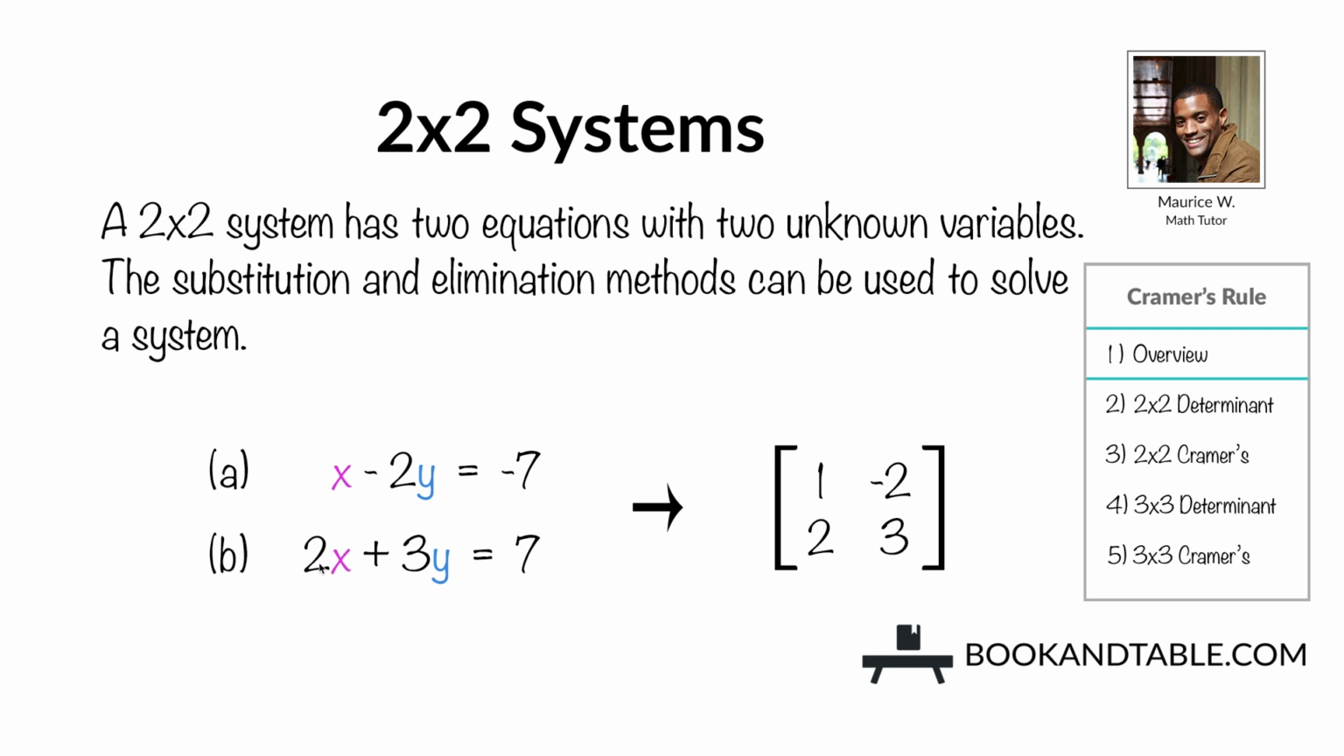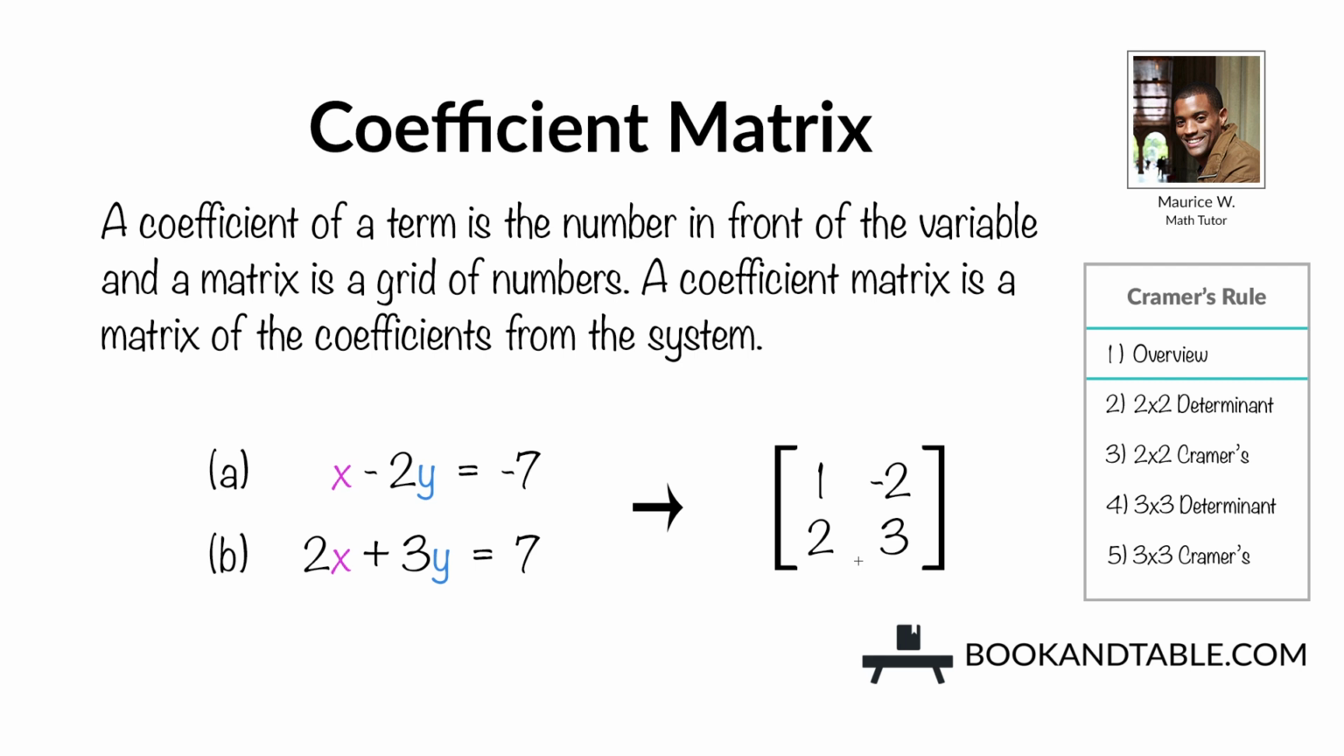y in this system. In this chapter, we'll be using a process known as Cramer's rule to find x and y for a 2x2 and a 3x3 system. In order to do so, we must first review what a matrix is, specifically a coefficient matrix. A coefficient of a term is the number in front of the variable, and a matrix is a grid of numbers. A coefficient matrix is a matrix of the coefficients from the system.